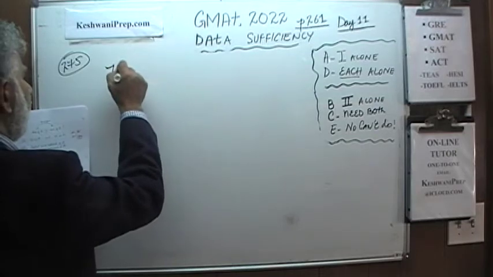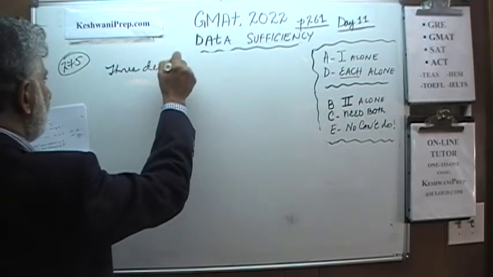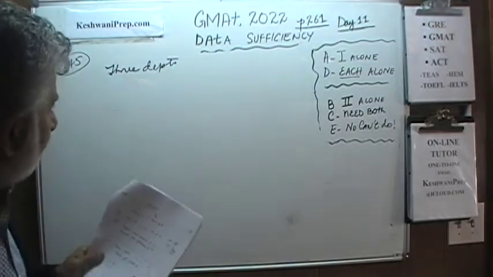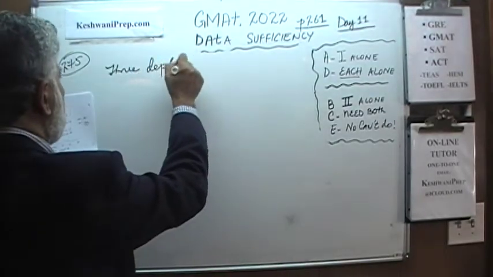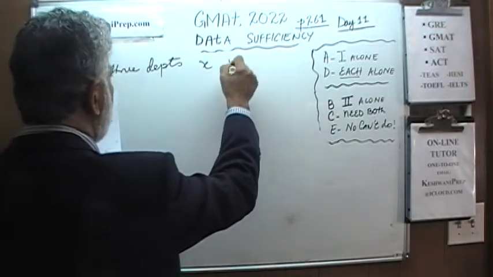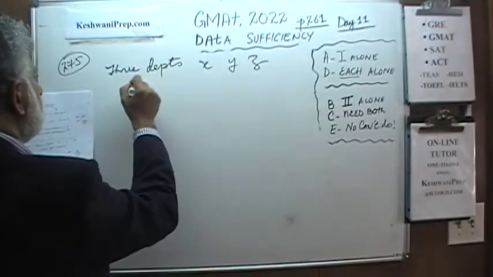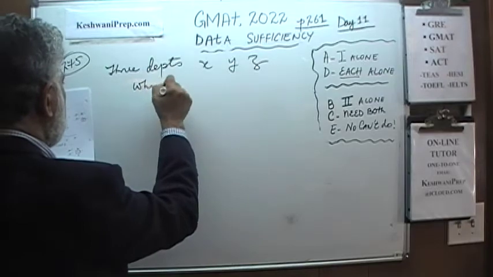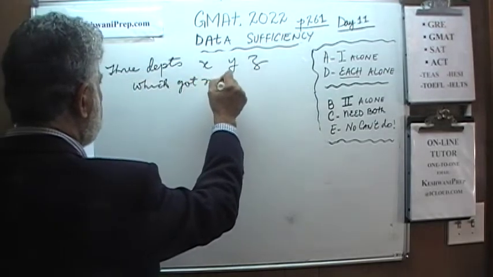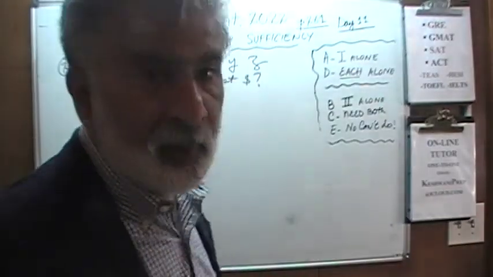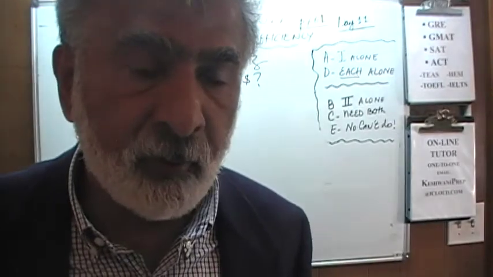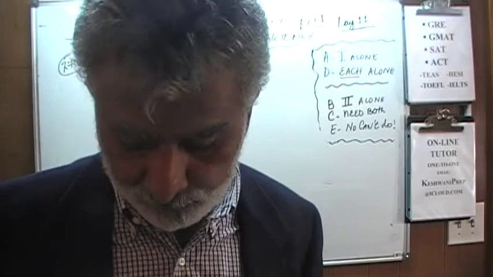275. In 275, we are told that we have three departments: X, Y, and Z. These three departments, we are told, were given some money, some research grant. What we want to find out is which department got the most dollars. Let's see what they tell us.